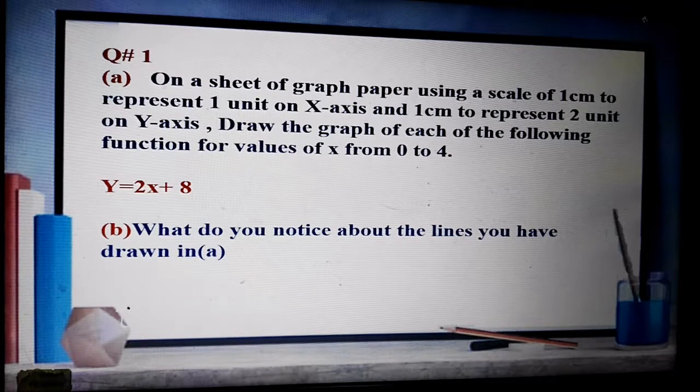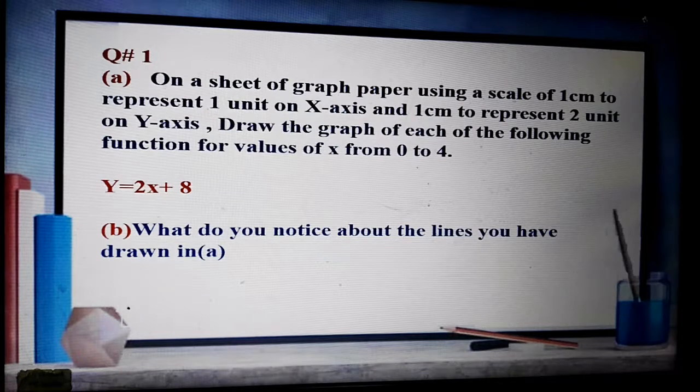Now, here is question number 1. On a sheet of graph paper, using a scale of 1 centimeter to represent 1 unit on the x-axis and 1 centimeter to represent 2 units on the y-axis, draw the graph of each of the following functions for values of x from 0 to 4. y is equal to 2x plus 8. And the second part of the question is, what do you notice about the lines you have drawn in part A?